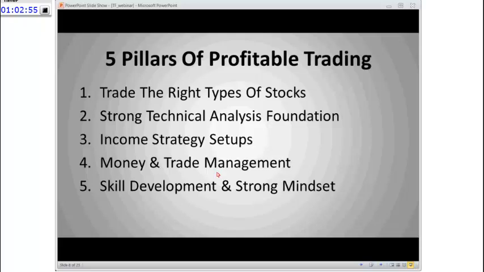So the 5th and kind of final thing is skill development and really developing a strong mindset. Trading on a simulator, looking at historical charts, and just talking about trading theory, as a lot of you guys know, is completely different than actually trading the live market, right?